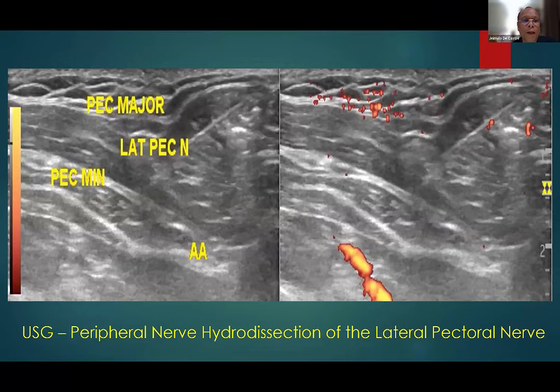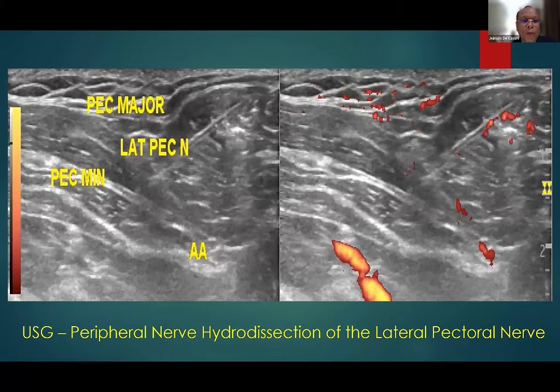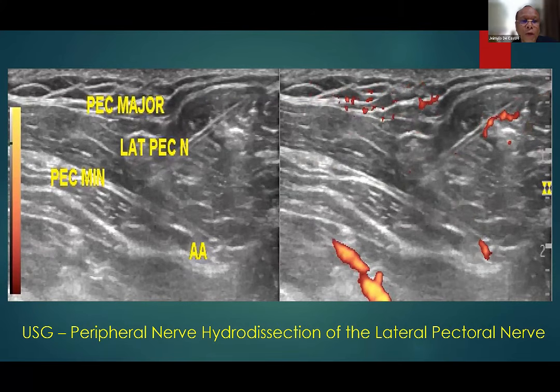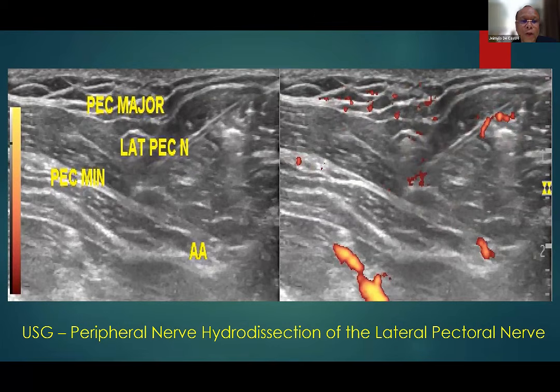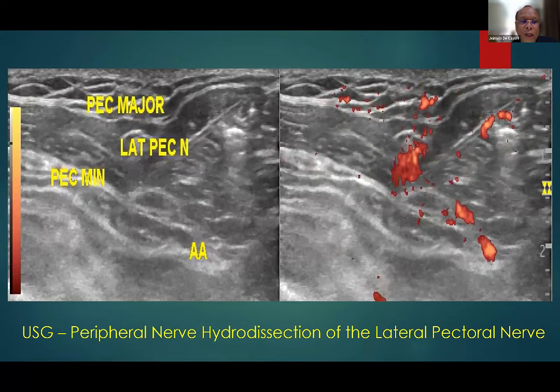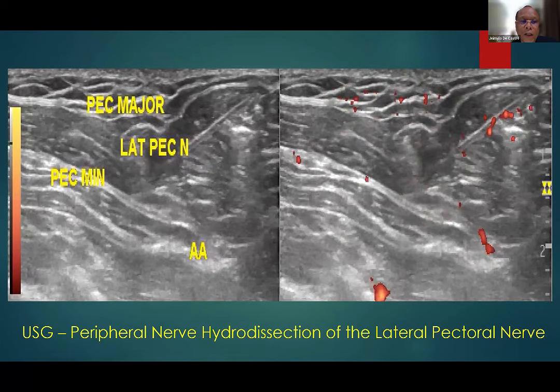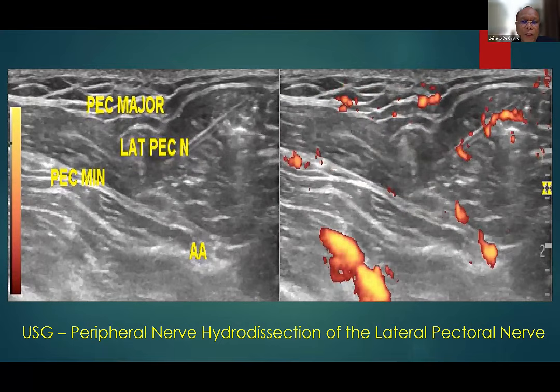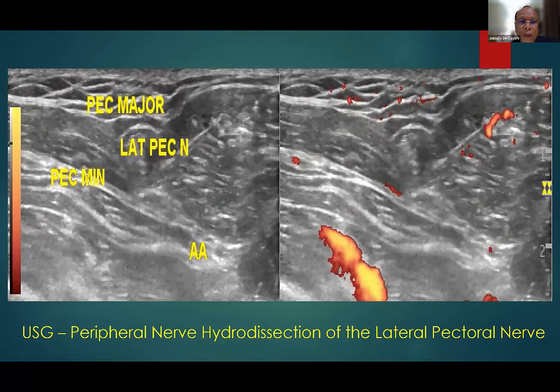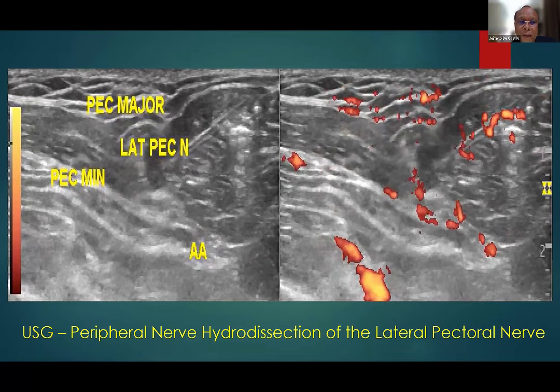And then, of course, we also did that for the lateral pectoral nerve. Okay, so it's between your pectoralis major and minor. We injected the fascia layer in between those two muscle layers. Okay, not necessarily targeting a specific nerve, but here we injected in between the layers of the muscle.